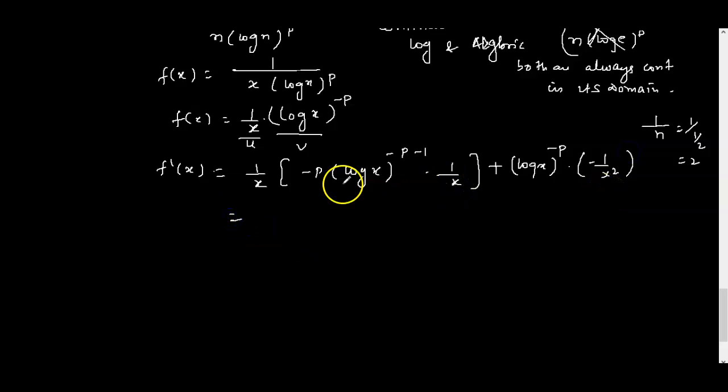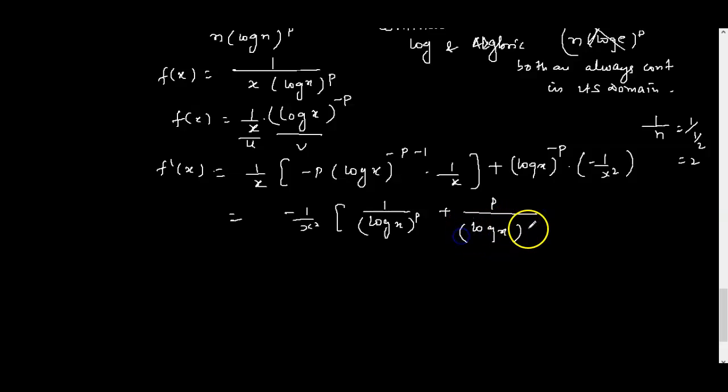So if you take it, this is also 1 by x square, right? So I am taking minus 1 by x square outside. I will get 1 upon log of x to the power of p for the first part, and the other part I can write as p divided by log of x to the power of p plus 1.